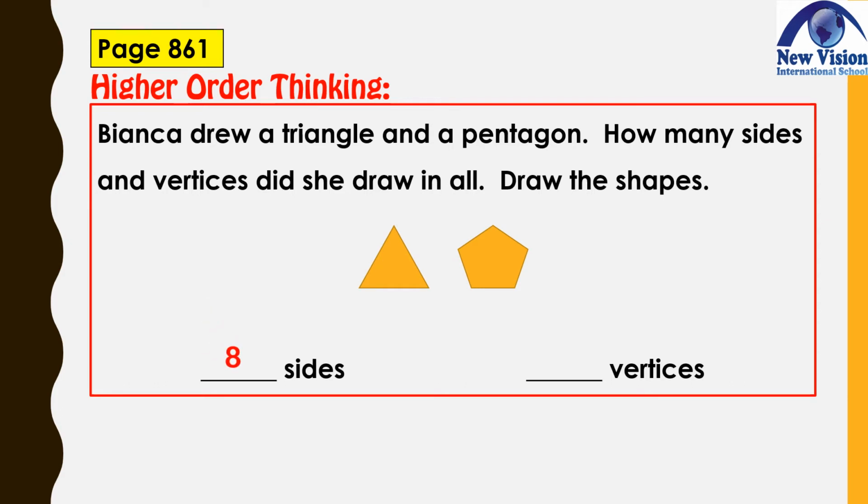How many vertices in all? A triangle has 3 vertices and a pentagon has 5 vertices. So 3 plus 5 is equal to 8. So we have 8 vertices.